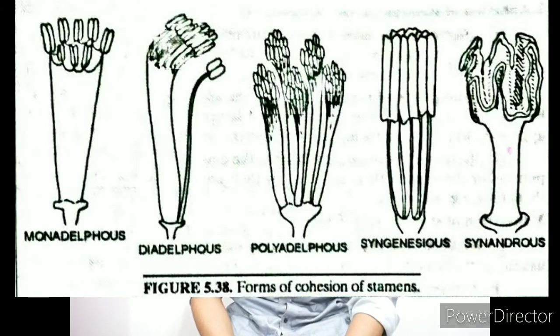Now, cohesion of stamens. In the androecium, stamens may be free from one another, and they might have different degrees of cohesion, which can be termed as monadelphous, diadelphous, polyadelphous, syngenesious, and synandrous. These terms describe stamens which unite throughout their whorl length, or have their filaments united, and these all combine to form the cohesion of stamens. There are various structures in stamens.